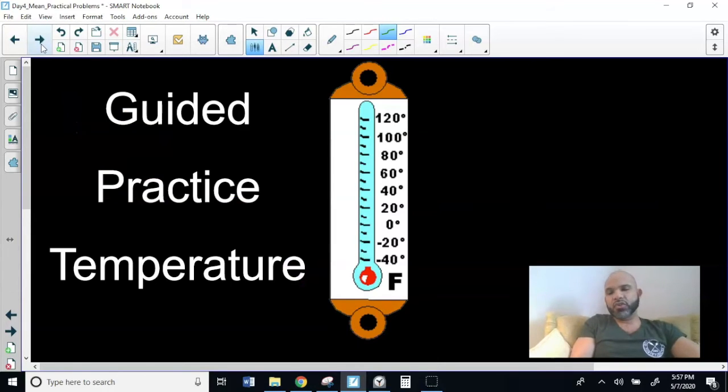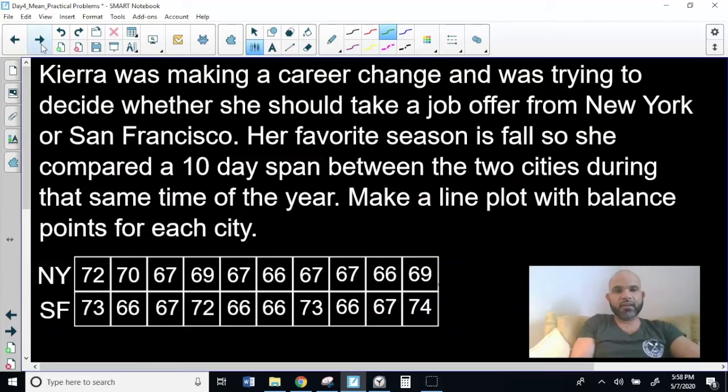Now let's get into our guided practice for today. We're going to use temperature as our numerical data, right? So the category of temperature, we're going to talk about the numerical data of temperatures, all right? The numbers here are listed, but let's read the question first, okay? So Kiara was making a career change and was trying to decide whether she should take a job offer from New York or San Francisco. Her favorite season is fall, so she compared a 10-day span between the two cities during that same time of the year. Make a line plot with balance points for each city, okay?